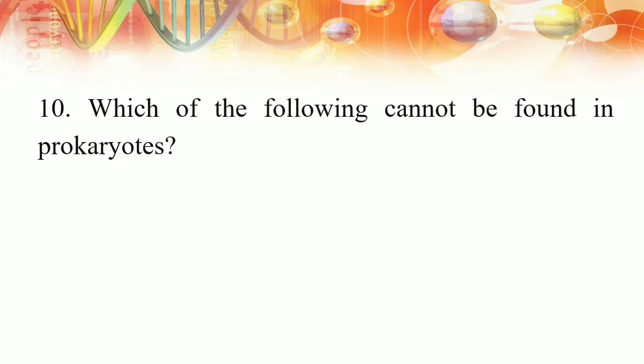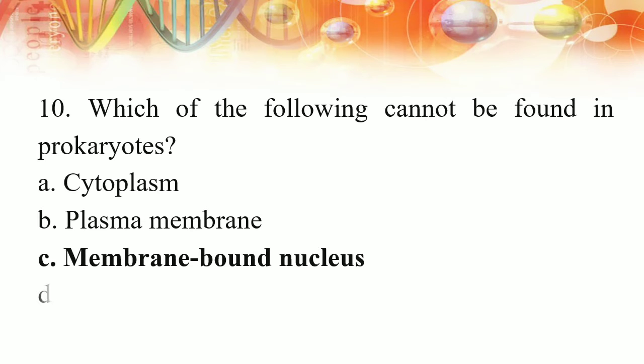Number 10. Which of the following cannot be found in prokaryotes? A. Cytoplasm. B. Plasma membrane. C. Membrane-bound nucleus. D. DNA. Prokaryotes have cytoplasm, DNA, and plasma membrane.